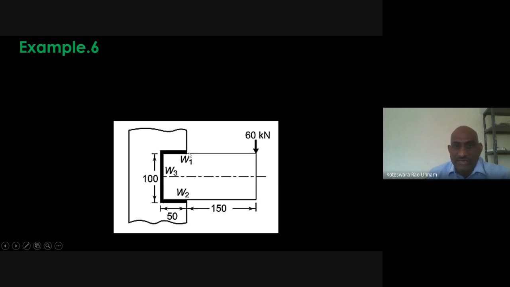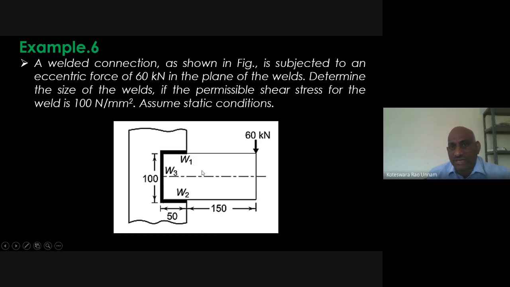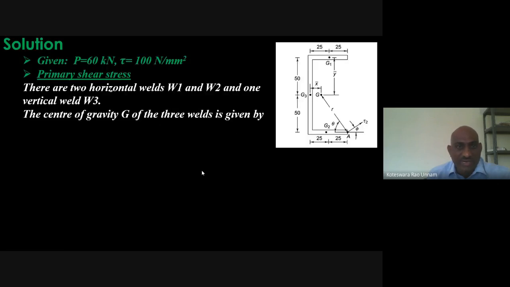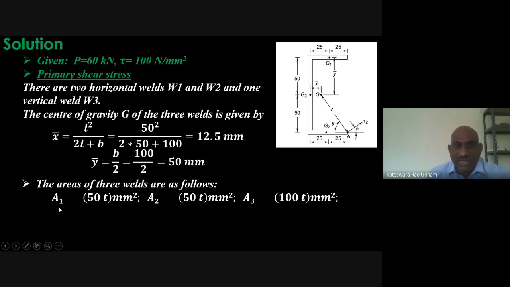So W1 is nothing but 50 into T. W2 is nothing but again 50 into T. W3 is 100 into T. So those are the areas. So that's what I calculated here also. So A1 is 50 into T. This length is 50 into T. A2 is this one, 50 into T. A3 is this one, 100 into T. So now if I add all these three, I'll get the total area of the weld, which is nothing but A, which comes out as 200 into T mm square, because these dimensions are in mm.